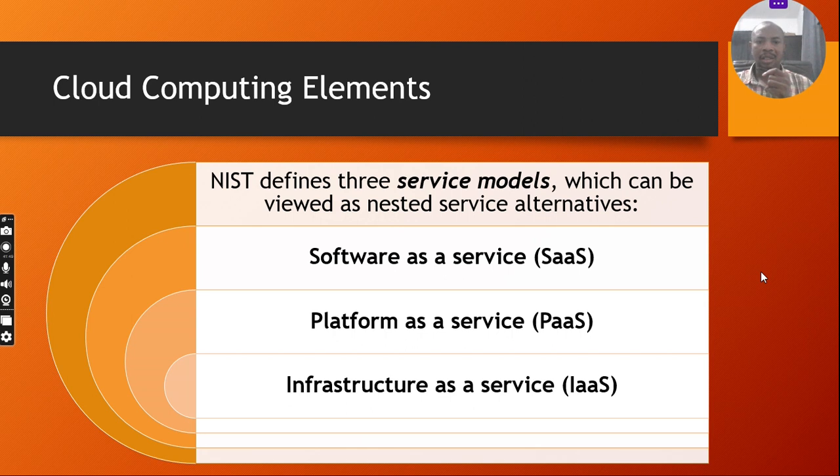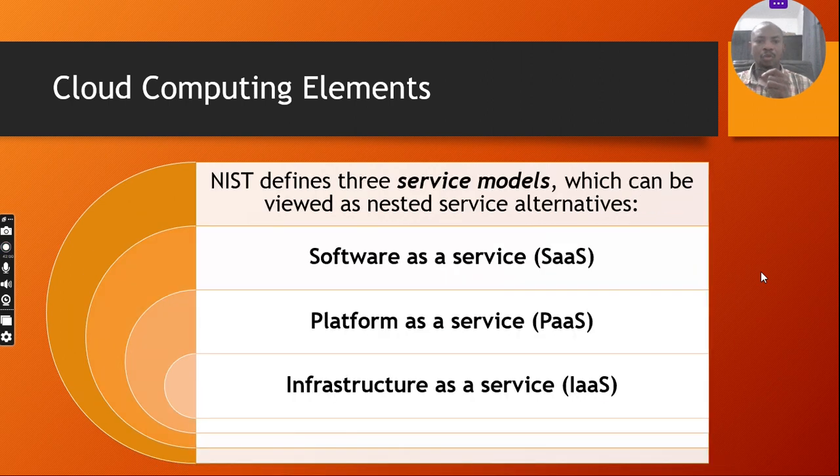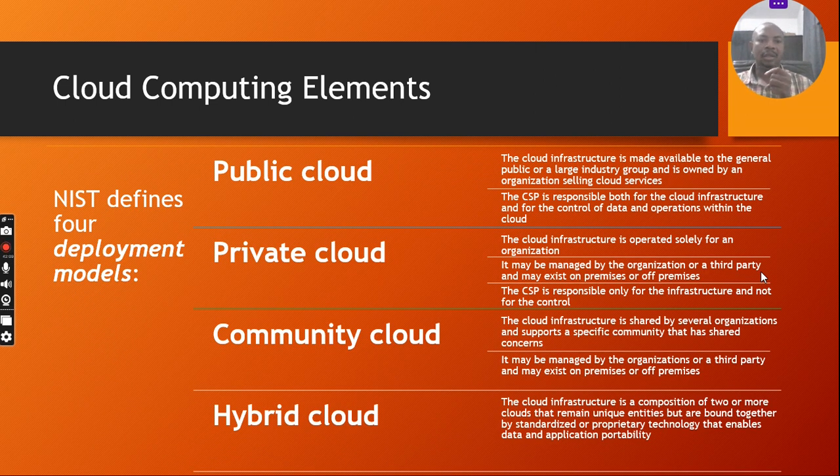So there are three things we talked about in cloud computing. The cloud computing elements, essential characteristics. There are five. And then we went to what we call the service model. There are three: software as a service, platform as a service, and infrastructure as a service. The last one is the deployment model, which are four. We could say the public cloud, the private cloud, the community cloud, and the hybrid cloud.